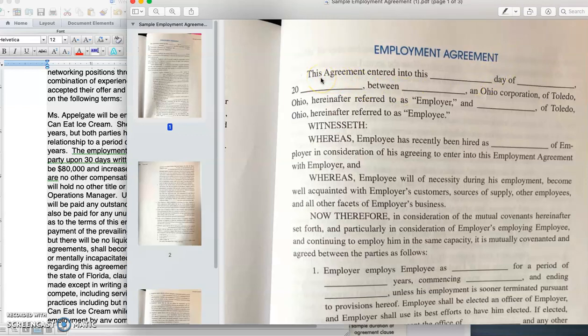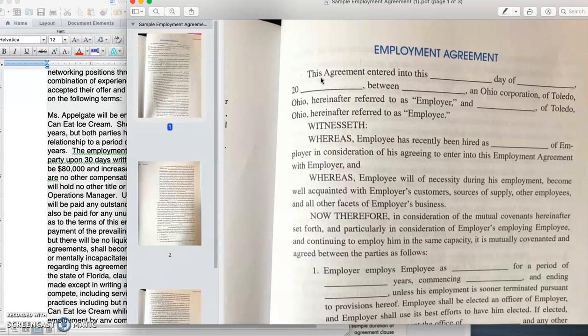You could say something along the lines of, "This agreement is made on this day." You would put the date you're drafting the agreement, the date you want it to be effective. Today's date is, I believe, the 26th. So if you were drafting it today, you would write the 26th day of May, 2021.